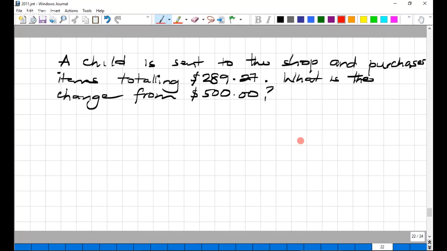Let's go back down the line. Tally, are we ready? Ready, Tally? Yes, sir. A child is sent to the shop and purchases items totaling... How much money is this?